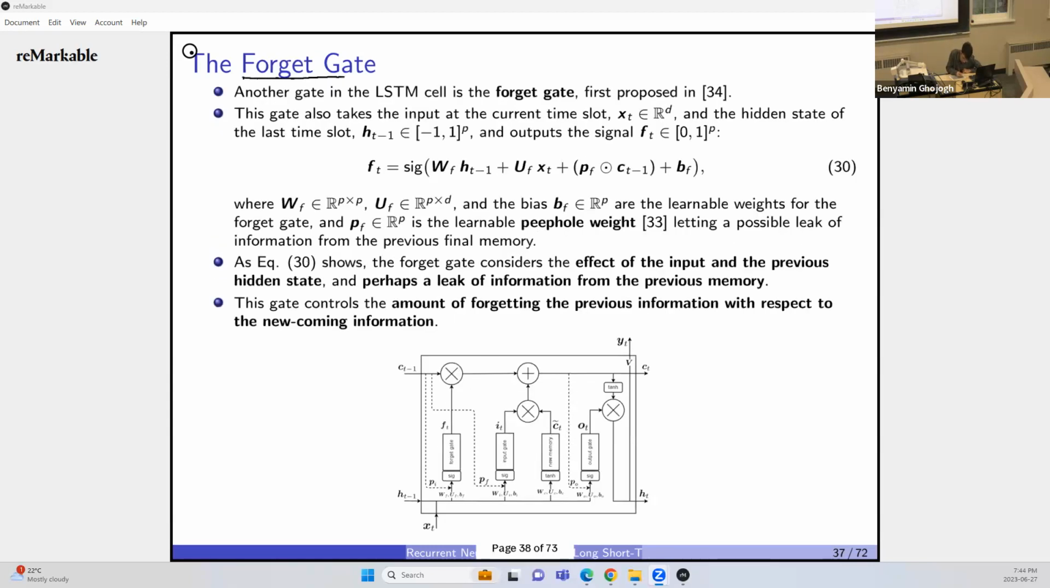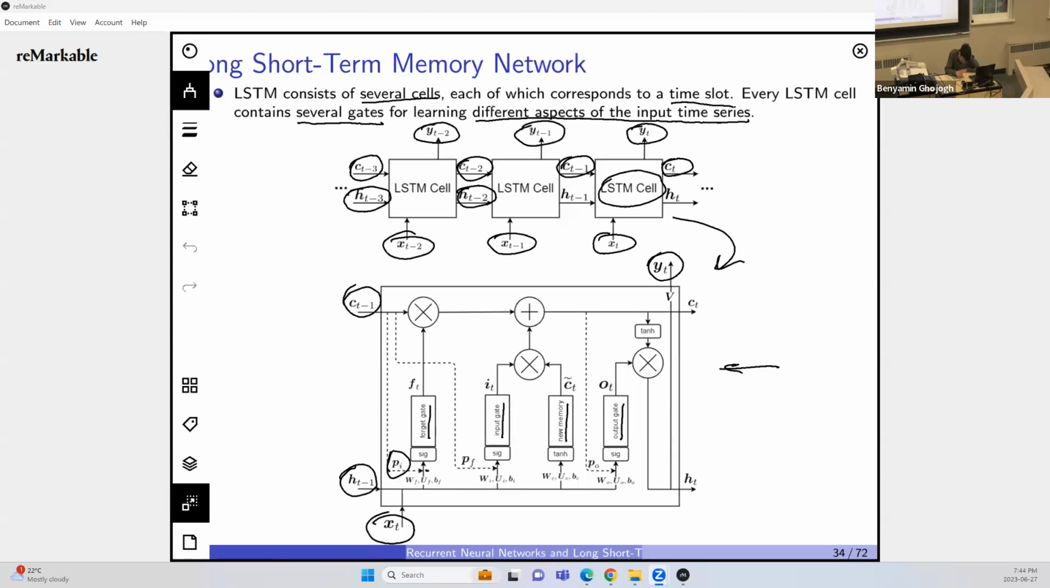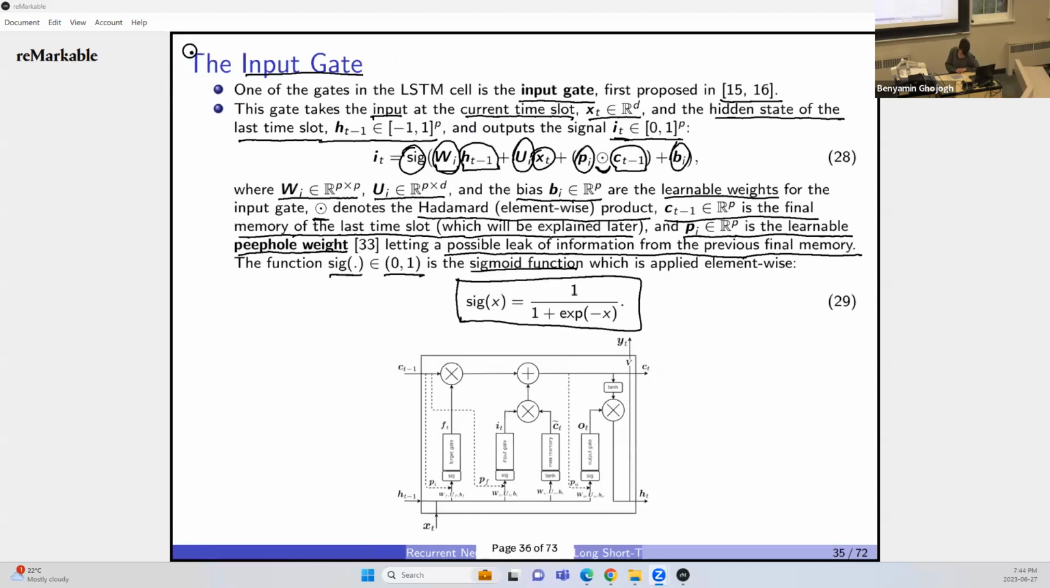Now the forget gate. Another gate we have, the second gate, is the forget gate. So what does it do? By the way, in this figure I should tell you I have a mistake in my notation. So this is PF, this is PI. I think it's obvious because PI goes to the input gate and PF goes to the forget gate. Doesn't matter, okay?